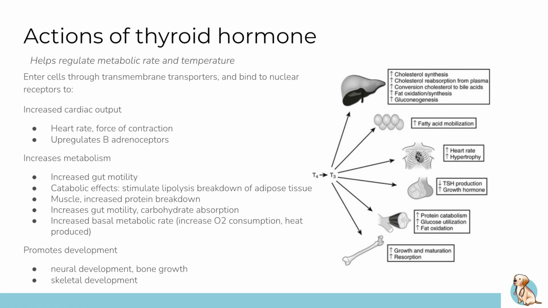Another thing that thyroid hormone does is that it promotes development. So it's important for brain development, bone growth, and skeletal development. So it does a lot of different things, and as you can see, it is quite important and has a lot of different effects on the body. I would remember it in these 3 different categories just to make it easier: that it acts on the heart, acts on metabolism and promotes development, and it increases all these.